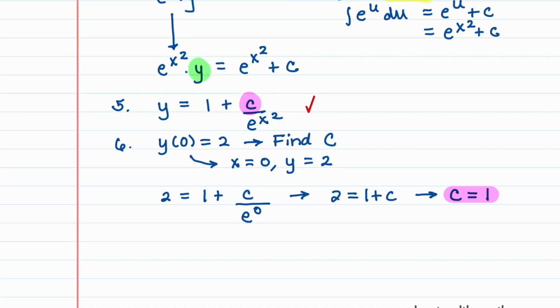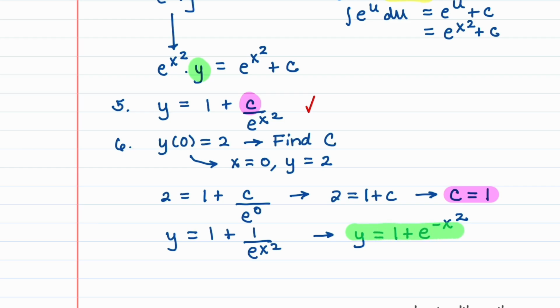So our final particular solution is y is equal to 1 plus 1 over e to the x squared, and we can write that in a little bit better form by changing our exponential function, and we get y is equal to 1 plus e to the minus x squared. And that's the solution to our differential equation. Don't forget that you can always check your solution by plugging it back into your equation. That's just a nice built-in check with differential equations.